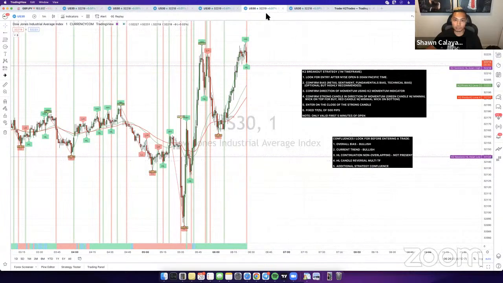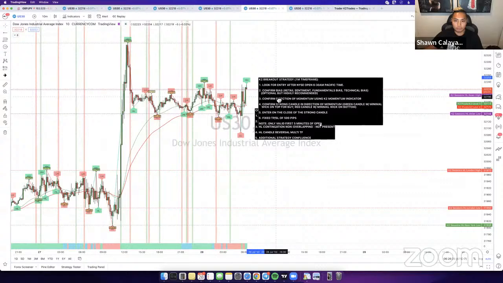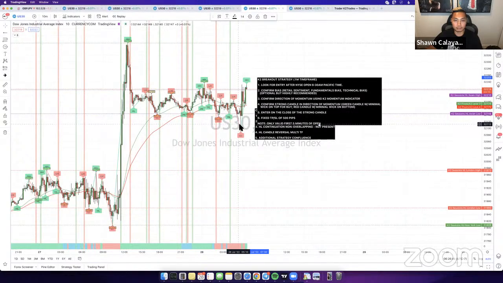High-low candle reversal. So if we're looking for a buy, it's not present here. And there's not going to be one for a sell either. So it's not present in either direction.